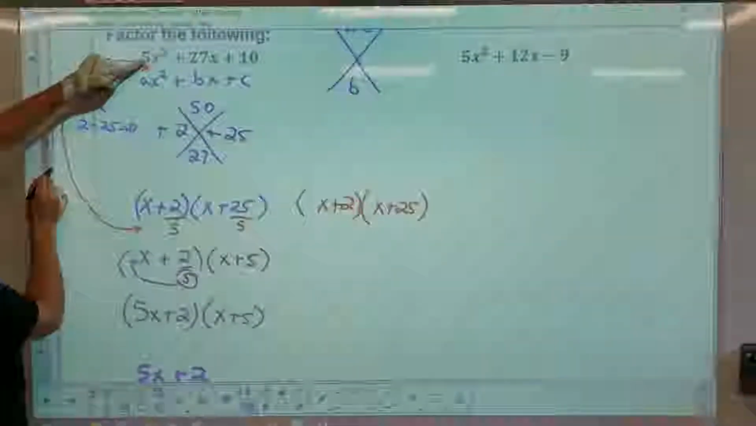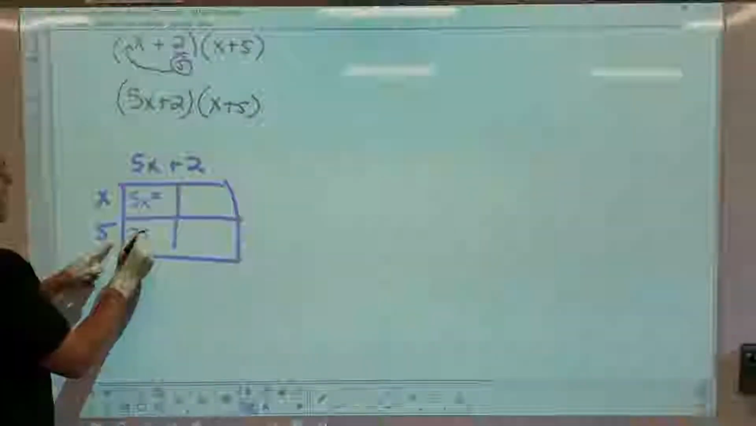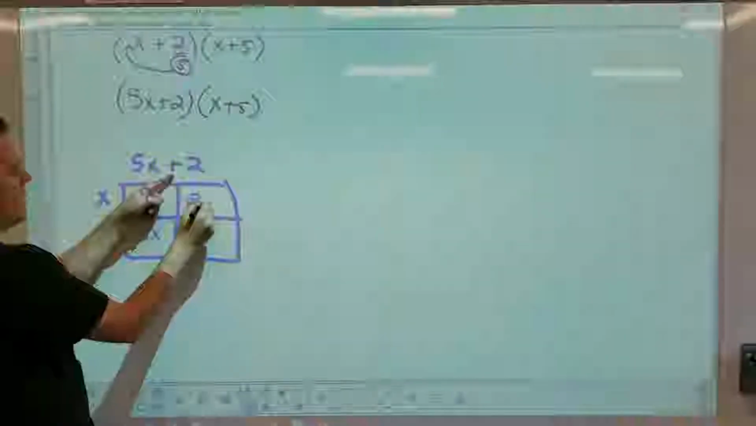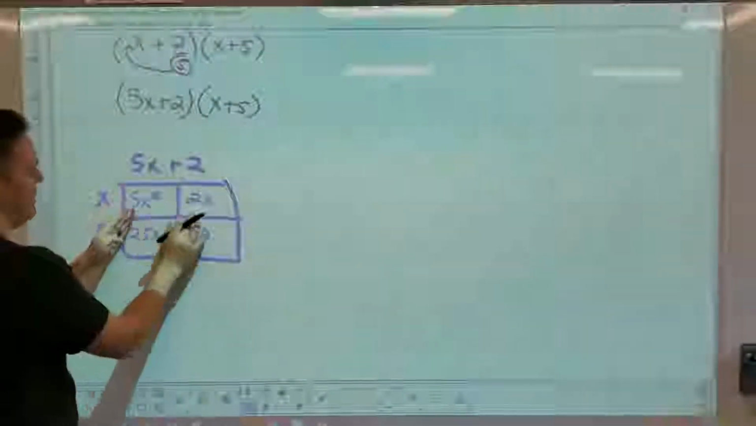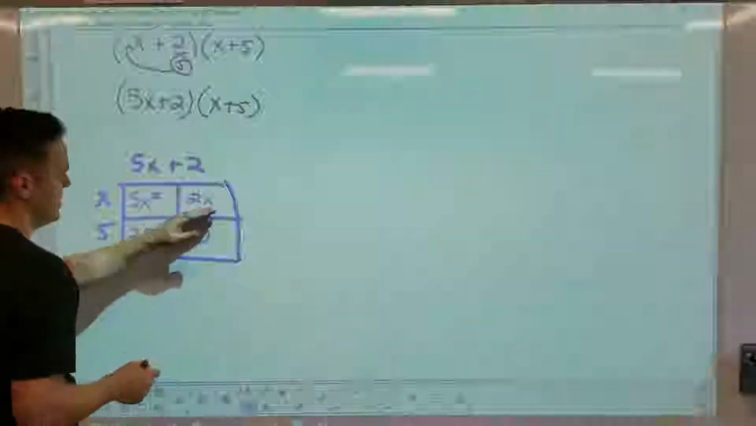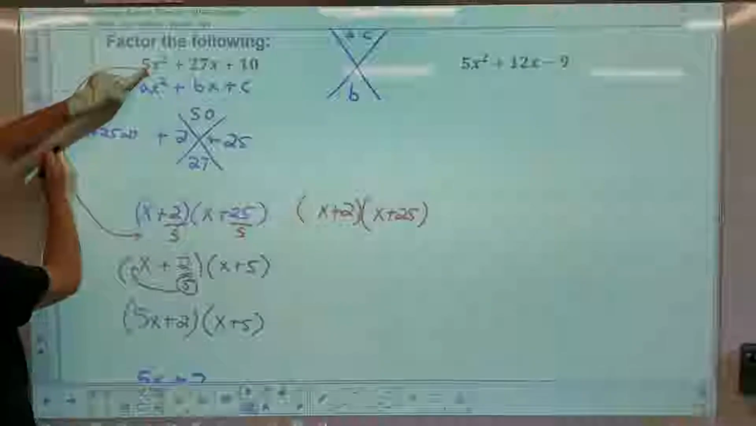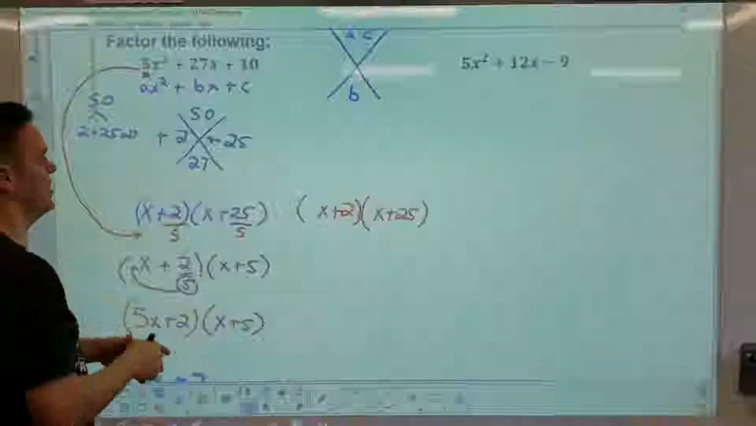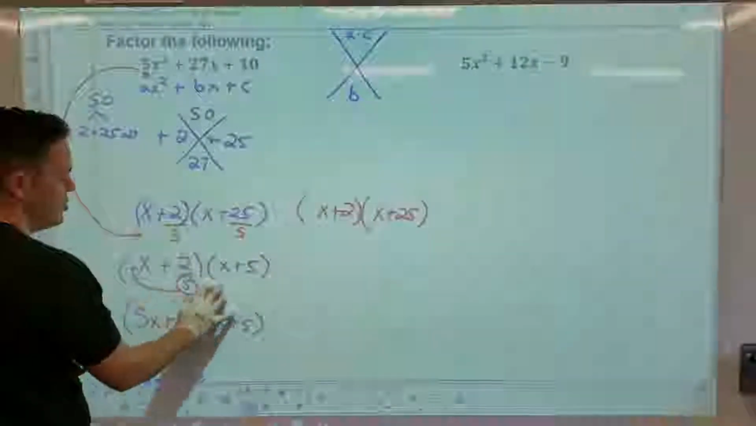We have to find the 5x squared, which we now have. And then this would be 25x, this would be 2x, and this would be 10. You add these two together, you get 5x squared plus 27x plus 10. Ladies and gentlemen, that is exactly what we wanted. Okay, so here's the first one. Remember, take the a, slide it down here, do your division.